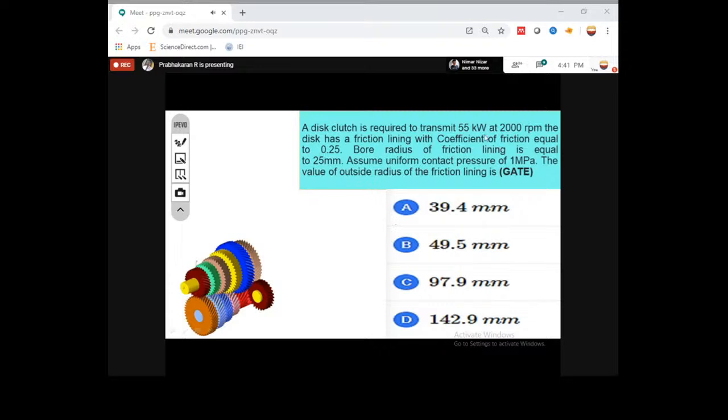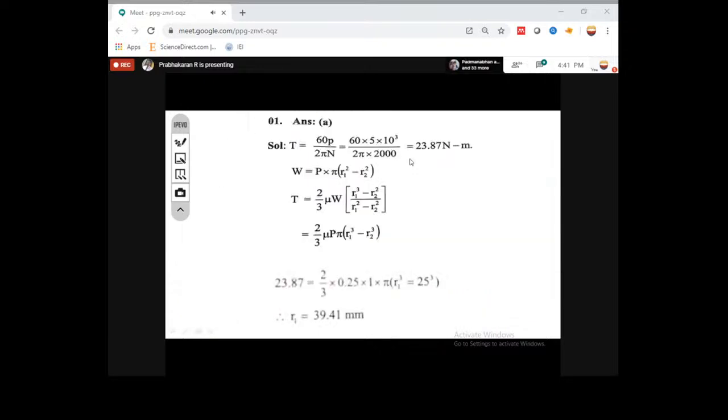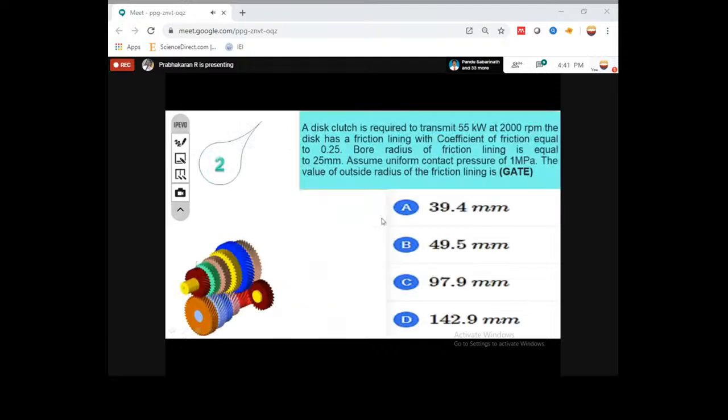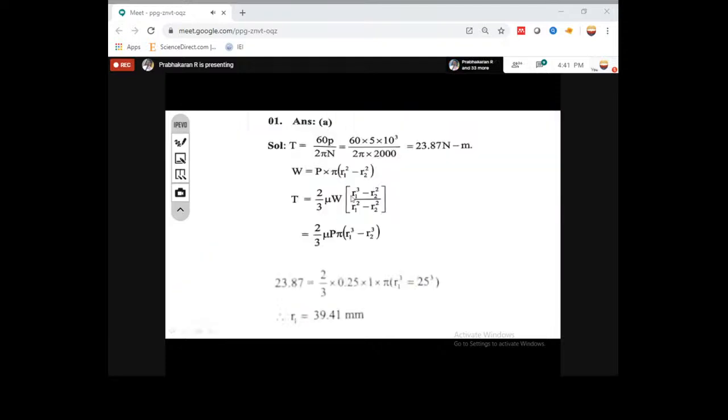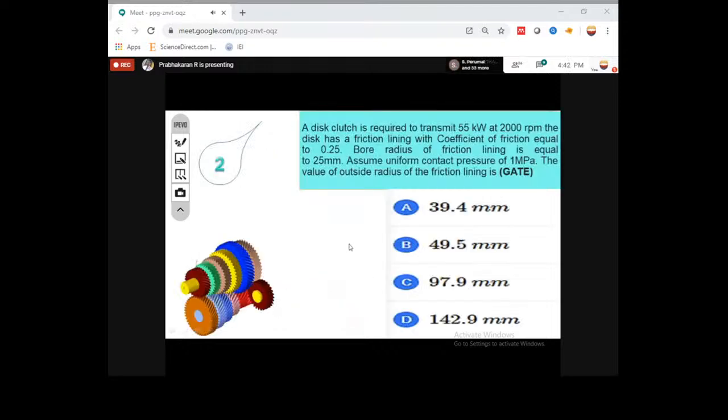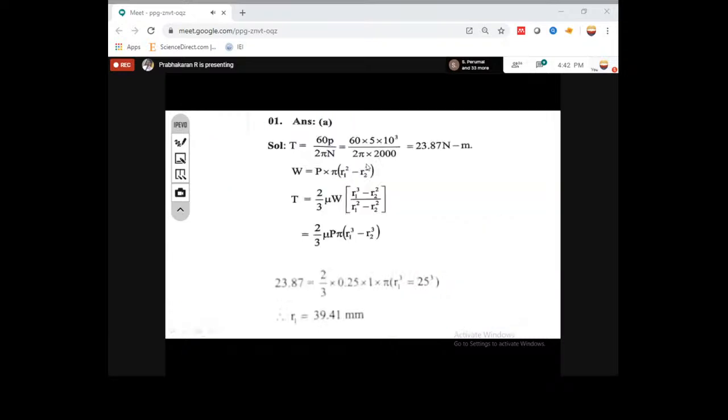So we know the torque, and from the torque we can substitute. We use the formula load equals pressure into area. Here, for the uniform pressure theory, the torque formula is n into 2 by 3 mu W R. Here I have assumed n as 1 because there is no driven and driver plate. From that relation you can find out the R1 value. This is a very direct question, and definitely you can get 2 marks.